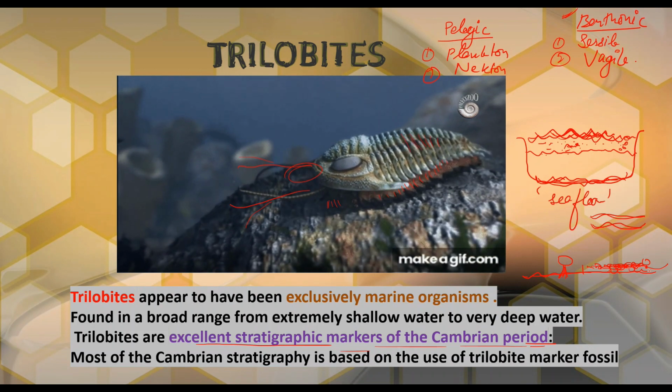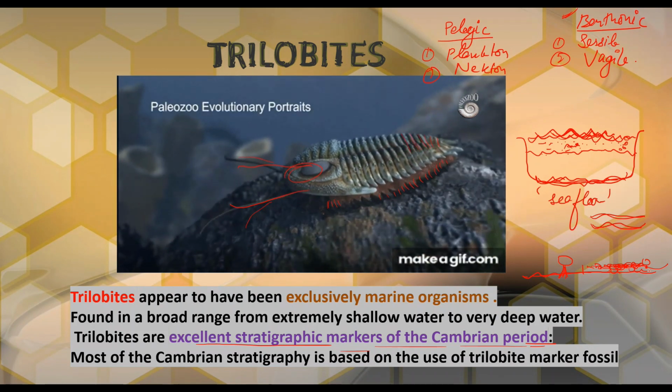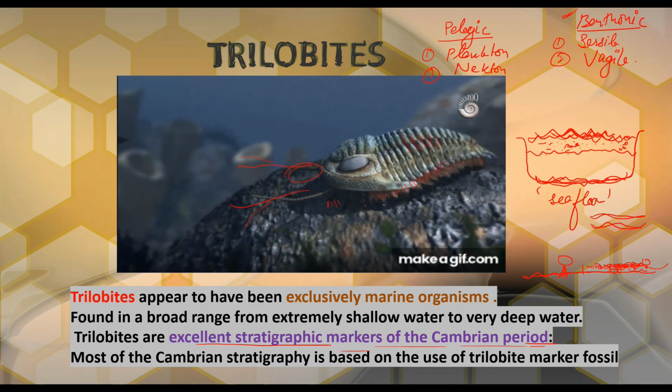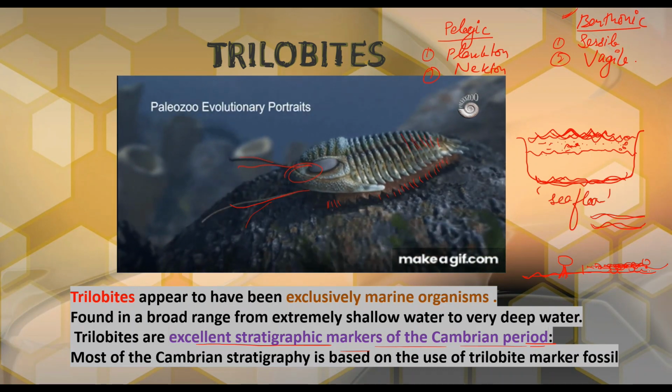So these are two kinds of bathymetric distribution of organisms, and here especially in Trilobita you can get both kinds of nature.